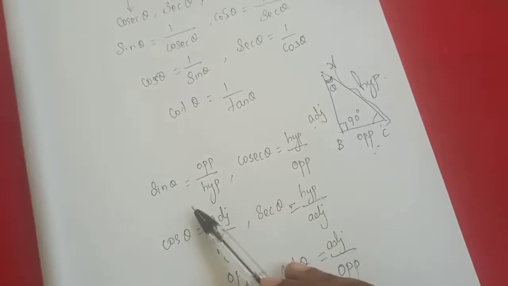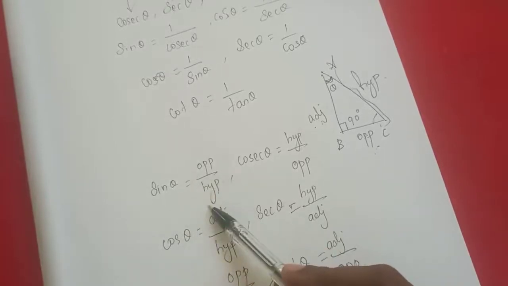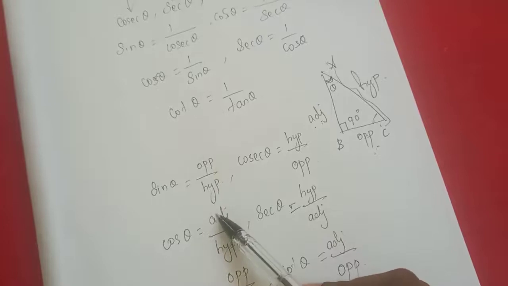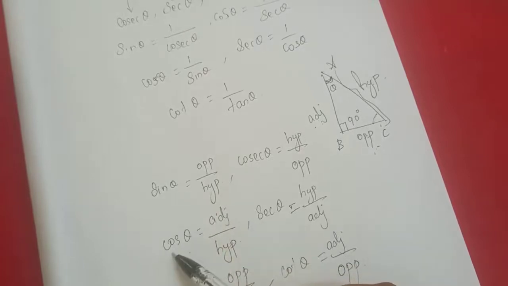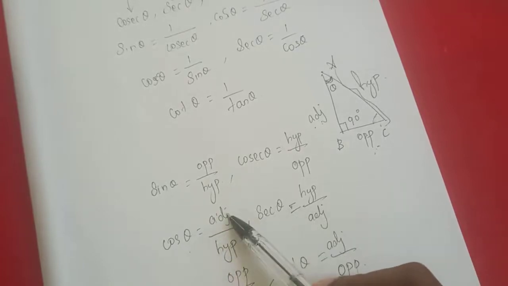Understand? So sin theta means opposite side by hypotenuse. Cosecant means hypotenuse by opposite. Then cos theta means adjacent by hypotenuse side. The reciprocal is secant theta. So this will change as reciprocal.